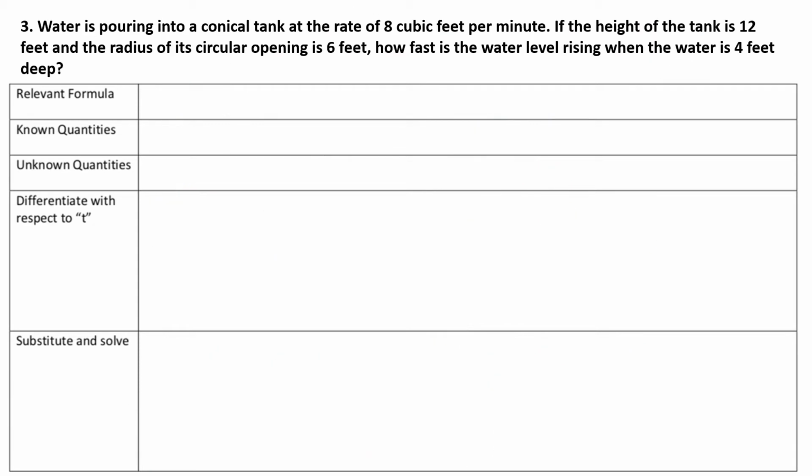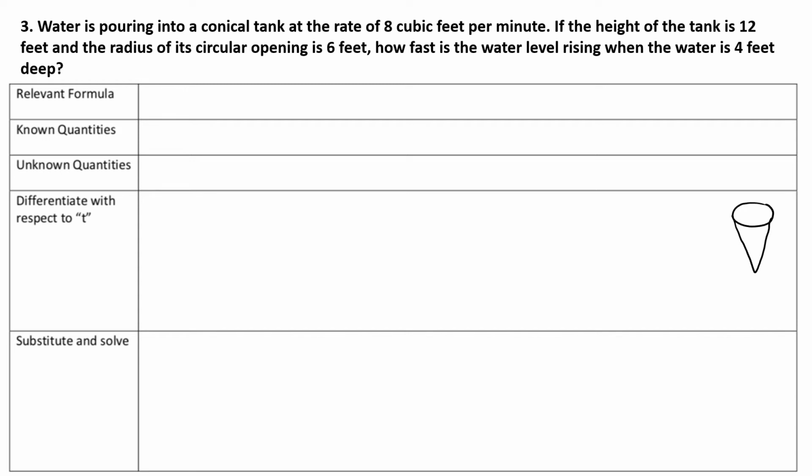Okay, numbers 3 and 4 are a little bit different. Now we're going to be looking at a cone shape. So number 3 says water is pouring into a conical tank. So that means a tank that's shaped like a cone. So I'm just going to get a little picture going on this side here. Here is my cone at the rate of 8 cubic feet per minute.